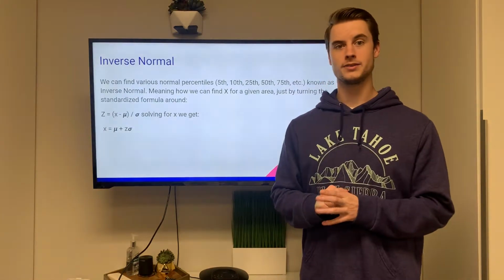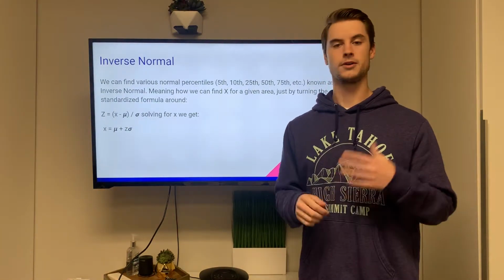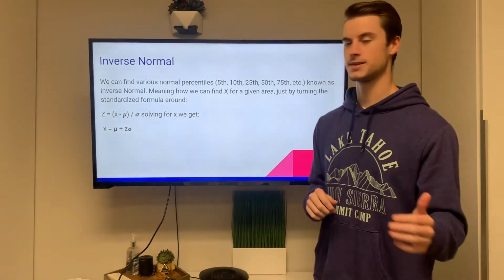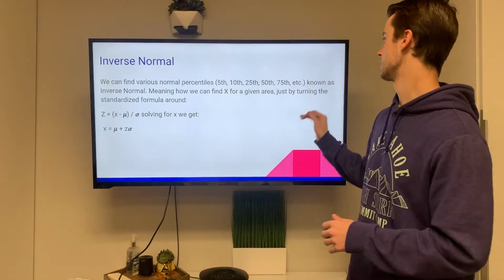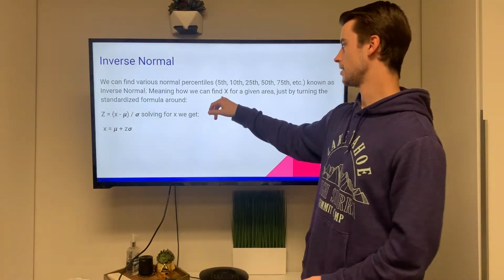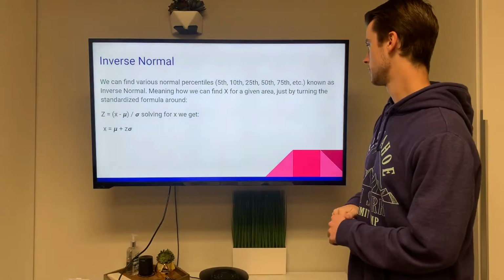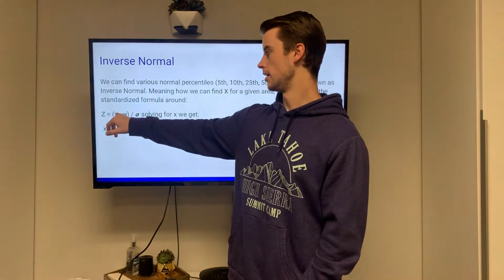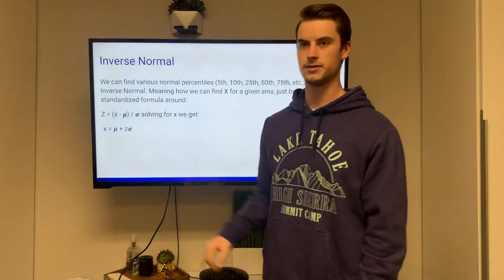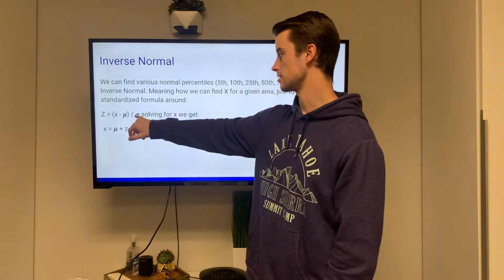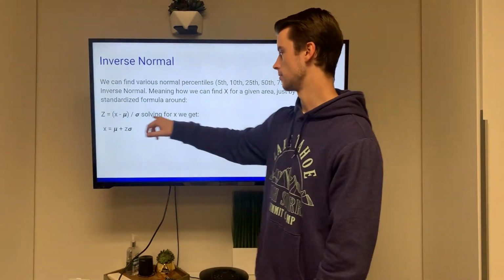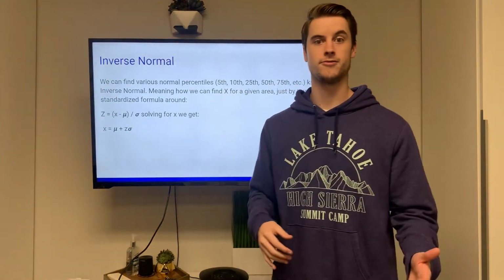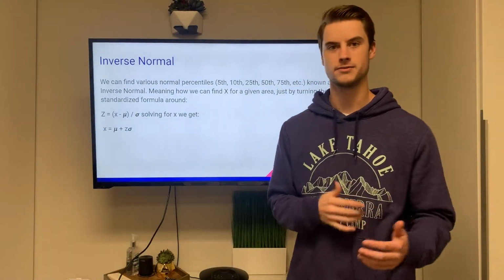We have another way to use these Z-scores, and it's what's called the inverse normal, okay? With the inverse normal we can find various normal percentiles, right? The 5th, the 10th, 25th, etc. Meaning that we can find the X for a given area just by turning the standardized formula around. We know the standardized formula: the X value minus the mean divided by the standard deviation. And this works not just for X, but also for standard deviation and for mean. You just use this formula and solve for it algebraically, right? We all know how to solve functions algebraically, I hope.